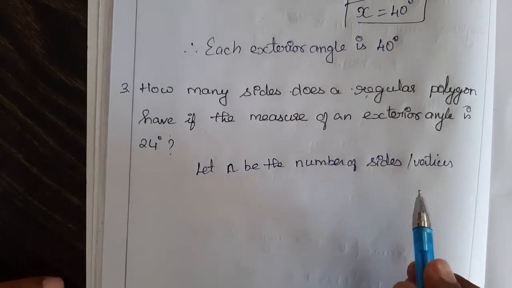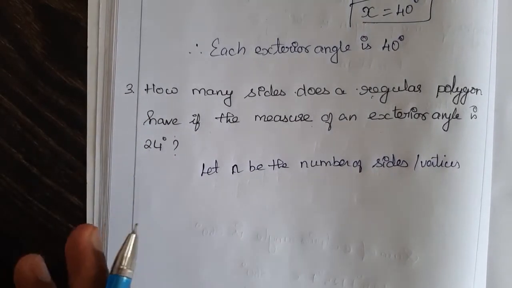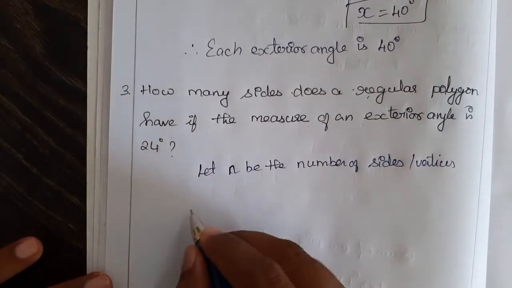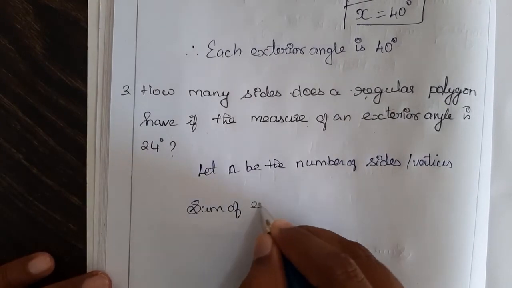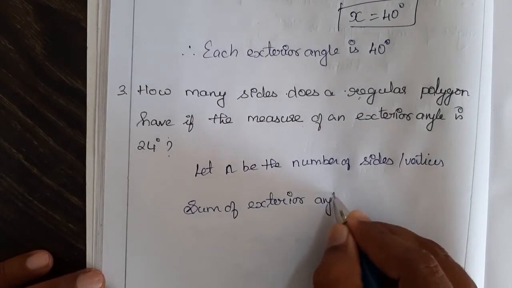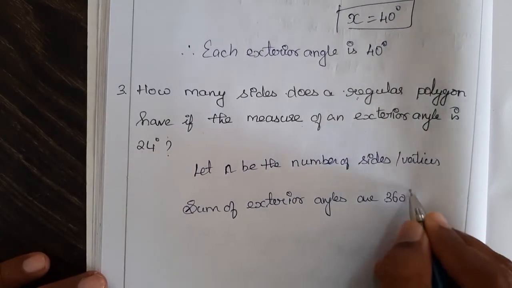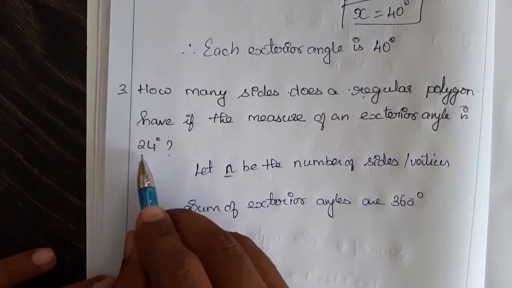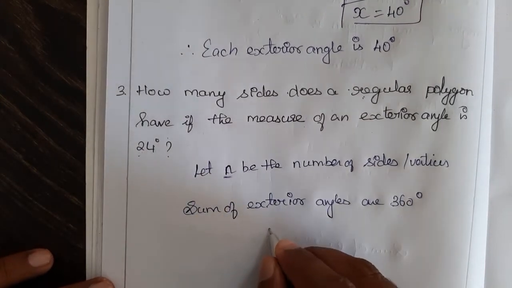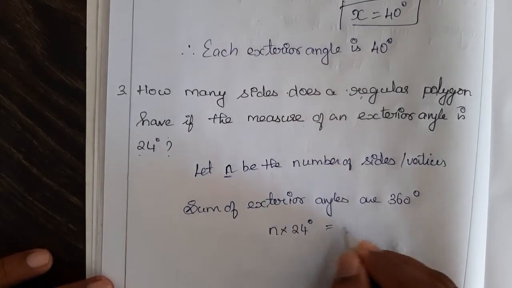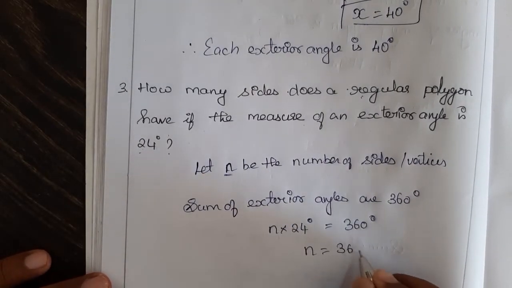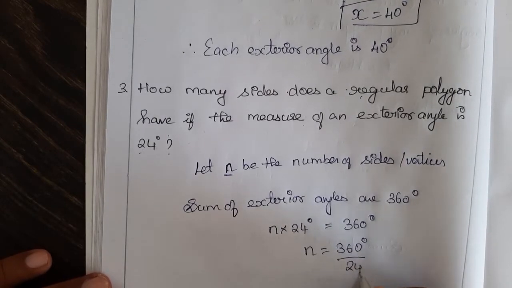If we consider n number of sides, then there will be n number of angles. So if we add the n angles, we will get 360 degrees. That is what is said: the sum of exterior angles is 360 degrees. So n is the number of vertices, and each angle is 24 degrees. So n into 24 degrees is equal to 360 degrees. So n is equal to 360 divided by 24.